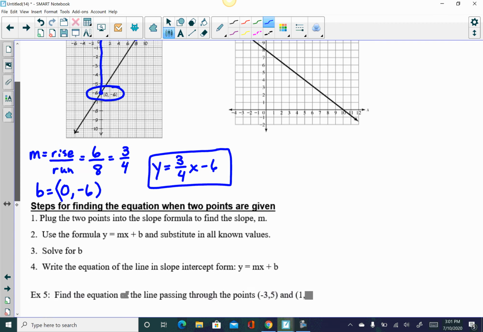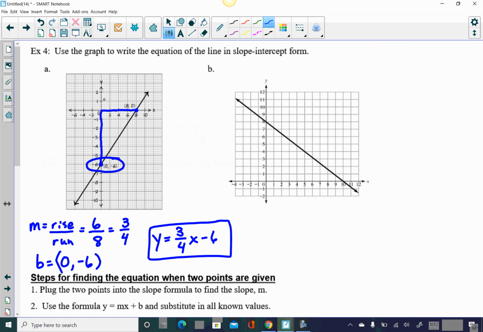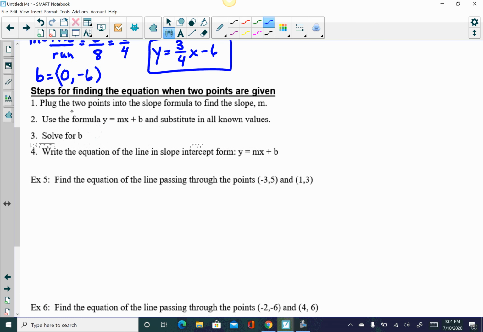All right, let's step it up a notch. Suppose we don't have a graph, we don't have a context. Steps for finding the equation when your 2 points are given. You plug those 2 points in the slope formula, right? So your slope formula, remember, is y2 minus y1 over x2 minus x1. Remember that formula from the last video? Remember, you've got to know that formula. Using the formula y equals mx plus b, substitute in these values. Solve for your b, and then write your equation in slope-intercept form.